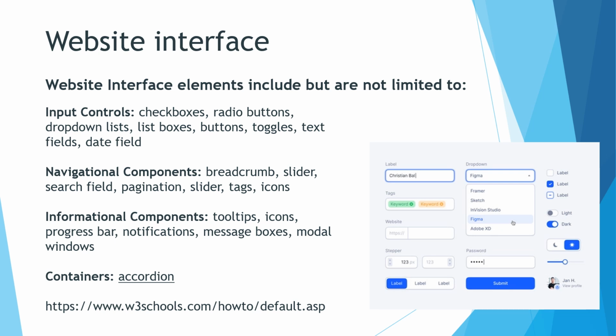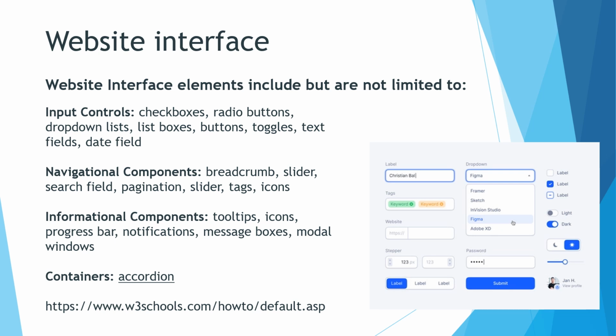A container is like an accordion. If you've never seen or don't know what an accordion is, it's a vertically stacked list of items that utilize more of a show and hide functionality. So for instance, when a label is clicked or something like that, it'll expand.